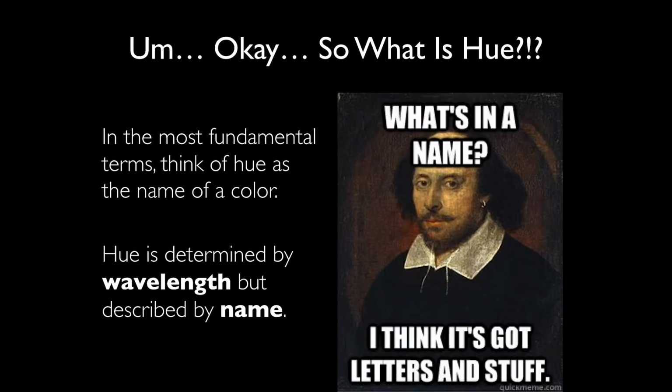All this, like I said, is a lot of science, and you don't necessarily need to remember it for this class, but as artists, you should know a little bit about what the heck color is and why we see it. But when we really get down to it, the thing you most need to know is that we can think of hue not so much in terms of wavelengths and all this fancy stuff, but just as the name of a color. So hue is determined by the wavelength, but it's described by name.